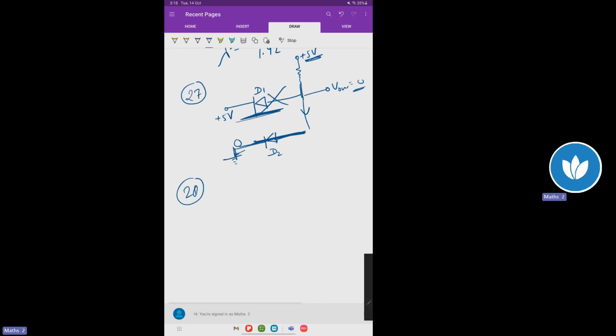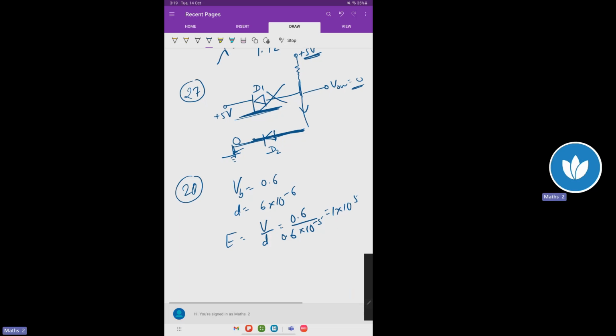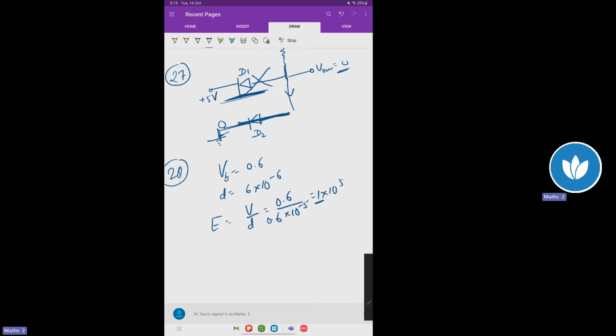If the potential barrier across a PN junction is 0.6 volt, then the electric field intensity in the depletion region having width 6 into 10 raised to minus 6 meter. So E is equal to V by d. 0.6 divided by 0.6 into 10 raised to minus 5. This is 1 into 10 raised to 5. And so answer is 1.